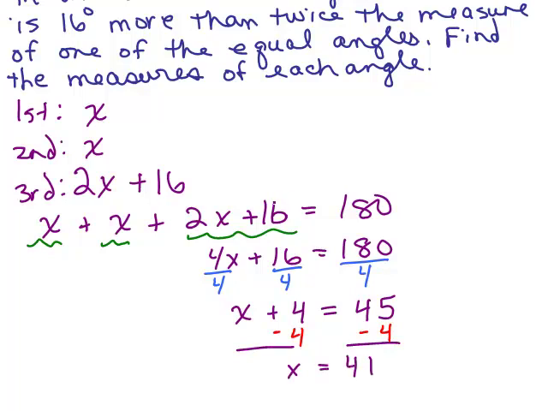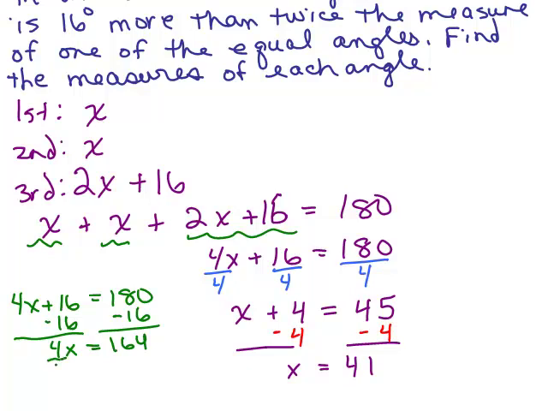Now, you didn't have to use that method. You could have certainly subtracted 16, right? So over here, I'm going to write down the other way somebody else might have done it. This is the more traditional way. I don't like to always be traditional. I like the idea that I have options. So I could subtract 16 from both sides, get 4x equals 164, and then when you divide by 4, you still get x equals 41. The point is, one of the angles is 41 degrees, so that's what matters.